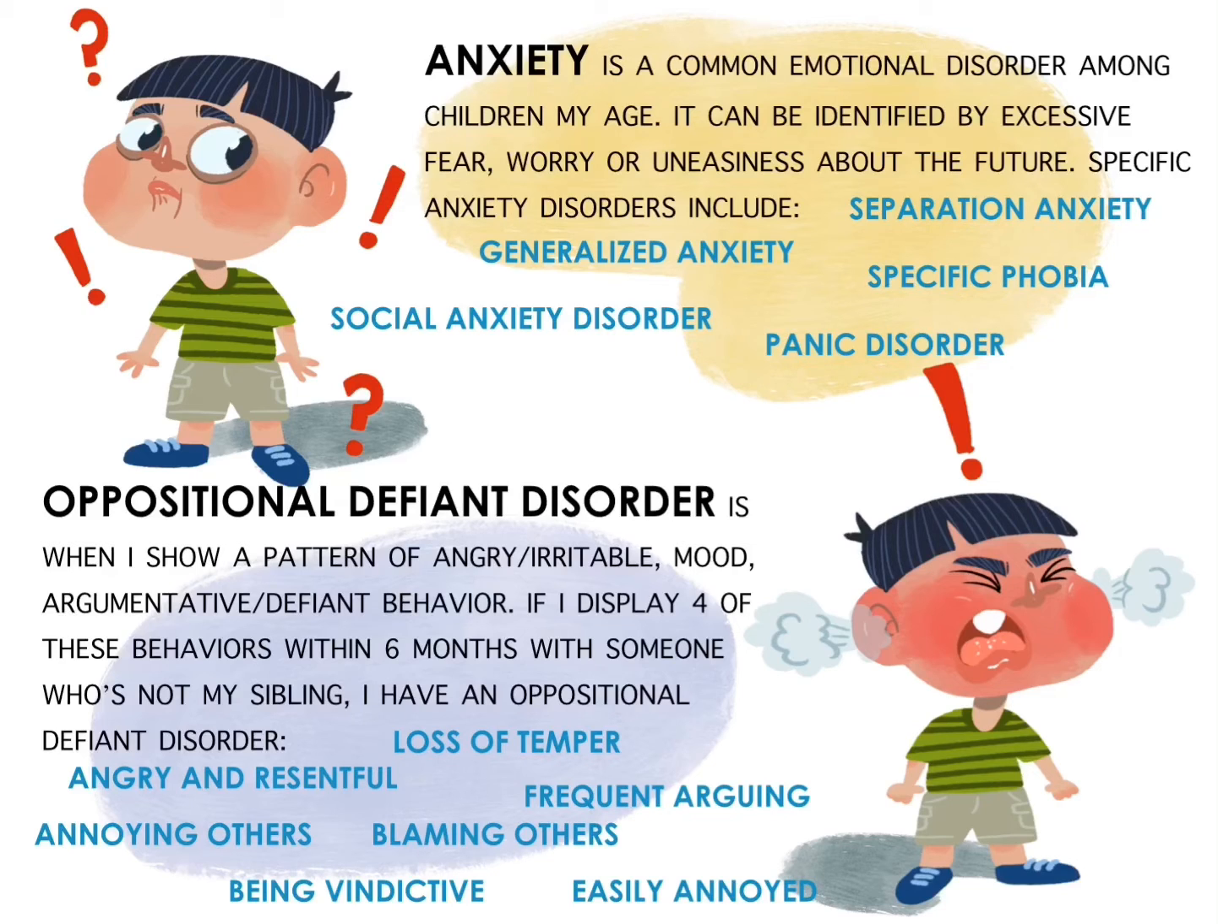Oppositional defiant disorder is when I show patterns of angry or irritable mood, argumentative or defiant behavior. If I display 4 of these behaviors within 6 months with someone who is not my sibling, I have an oppositional defiant disorder. Loss of temper, angry and resentful, frequent arguing, blaming others, annoying others, being vindictive, and easily annoyed.